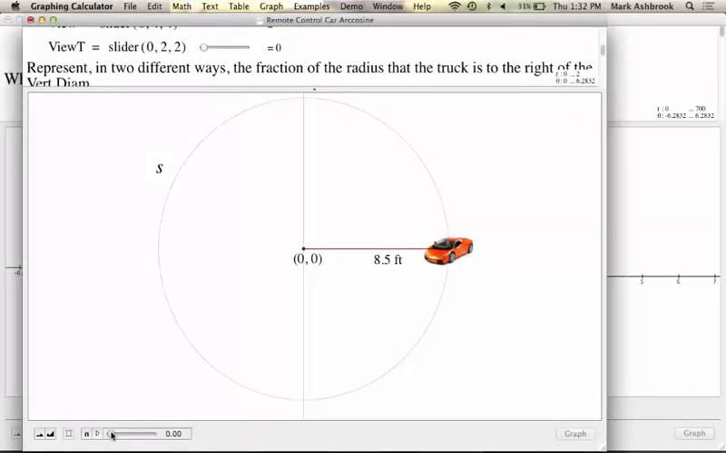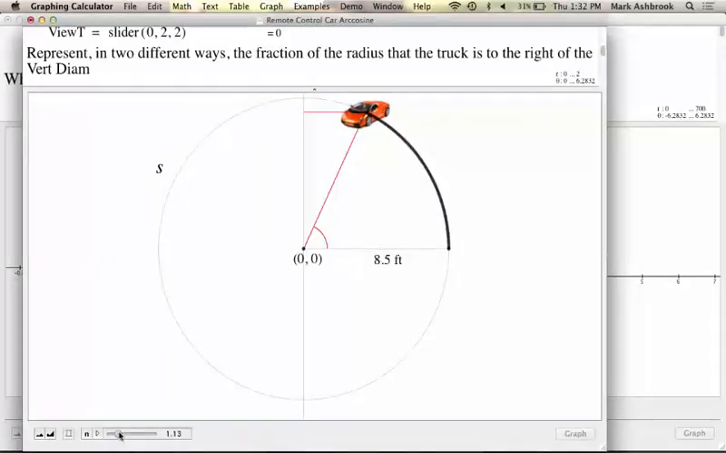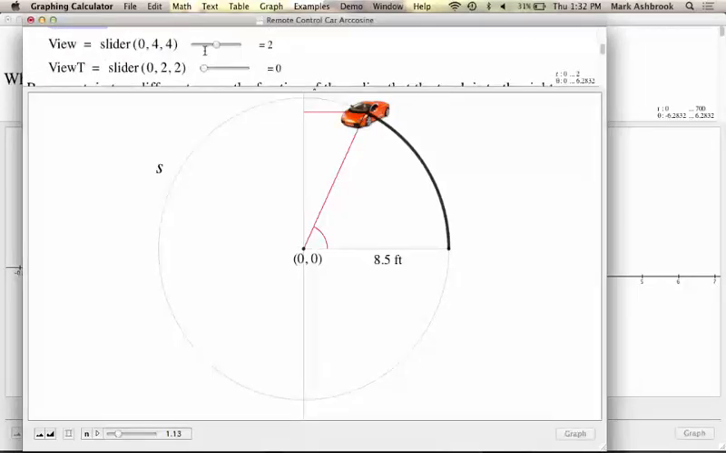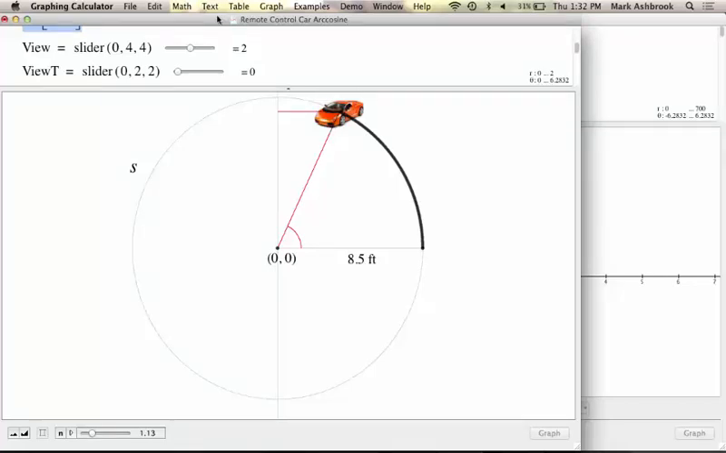All right, here it goes. Ready? And crash and burn. Okay, so here, that's the very short trip that our remote control car made. Maybe it ran out of juice. And here it is, 3.5 feet to the right of the vertical diameter.